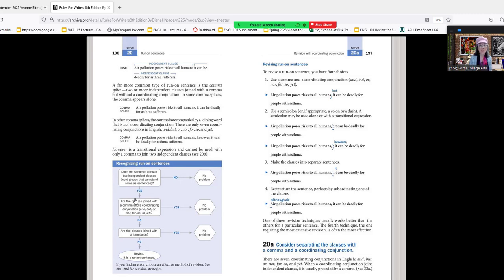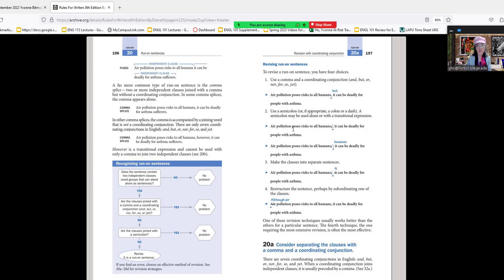A run-on sentence is when you have an unnecessary comma, that's a comma splice, or you're missing a period, that's known as a fused sentence. Revising run-on sentences. To revise a run-on sentence, you have four choices. Use a comma and a coordinating conjunction. That's the first choice. "Air pollution poses risks to all humans, but it can be deadly for people with asthma." Use a semicolon. A semicolon may be used with a transition word.